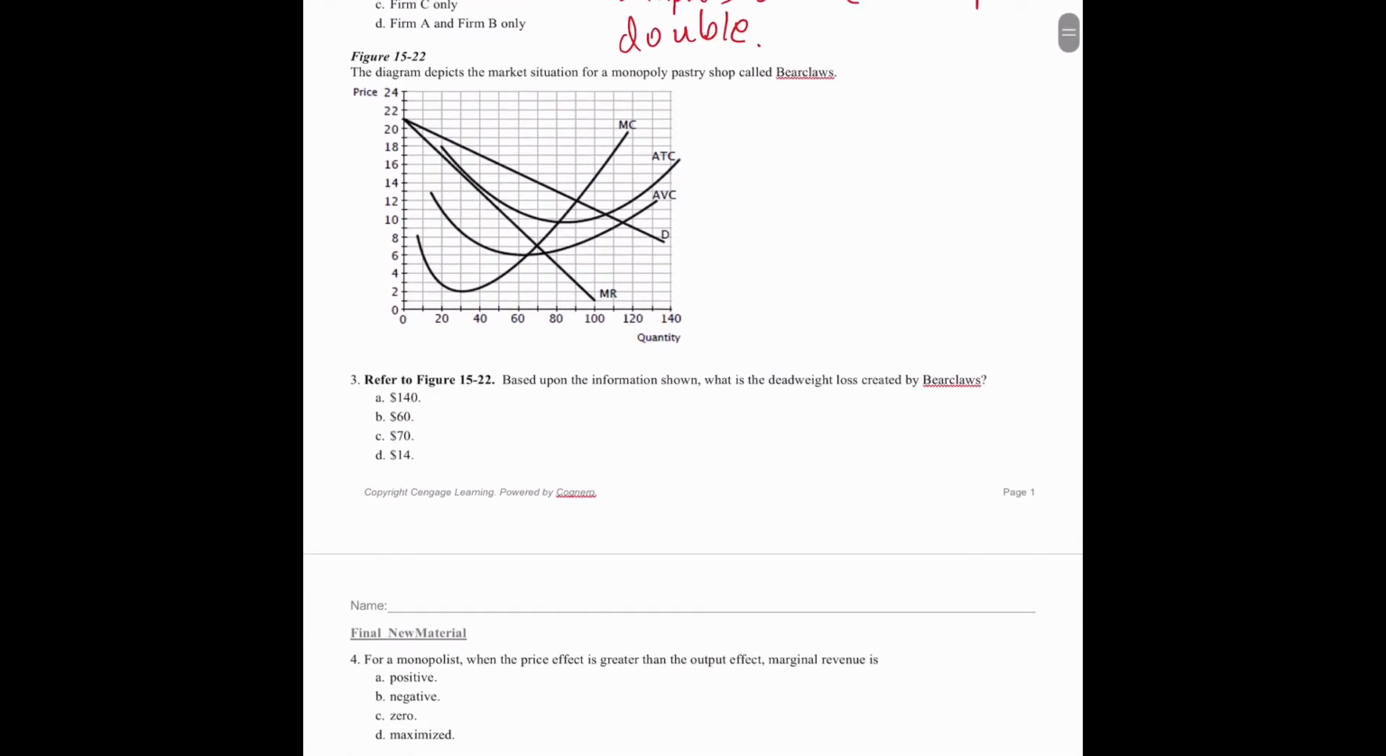Question 3. The diagram depicts the market situation for a monopoly pastry shop called Bear Claws. Based upon the information shown, what is the deadweight loss created by Bear Claws? So here we need to remember that the marginal cost function is equal to the supply curve in the market. And then the demand function is still the demand function. We always produce where marginal revenue equals marginal cost. That tells us what quantity to produce in order to maximize our profits.